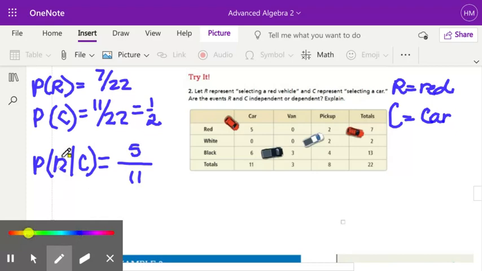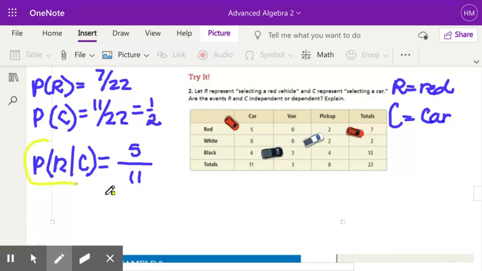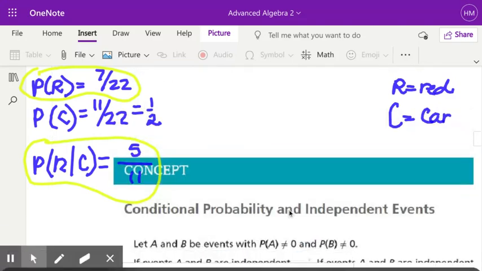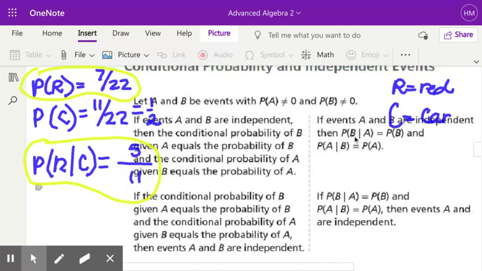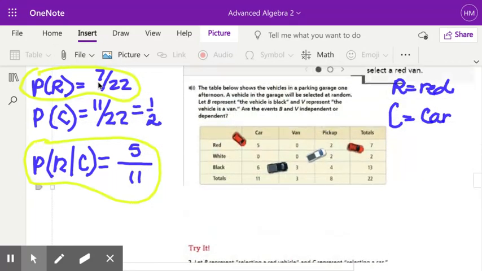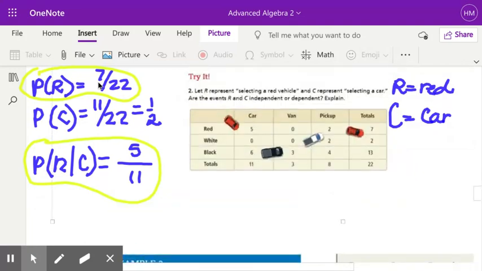So I need to compare. Are these the same? Is 5 out of 11 the same as 7 out of 22? Because remember, for events to be independent, these proportions need to be the same. If the probability of B given A is the same as the probability of B, it has to be exactly equal. Well, is R given C, 5/11, the same as R? Nope, not the same. So they're not independent. Part B: not independent. So that would make them dependent. These events are dependent.